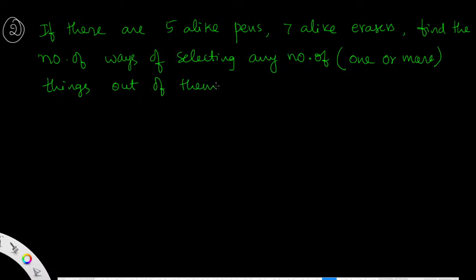There are 5 alike pens, 7 alike erasers. Find the number of ways of selecting any number of one or more things out of them. The question is given like this.